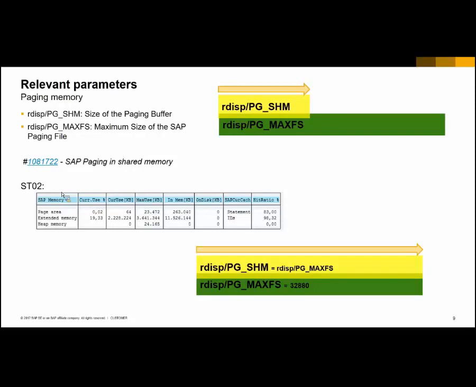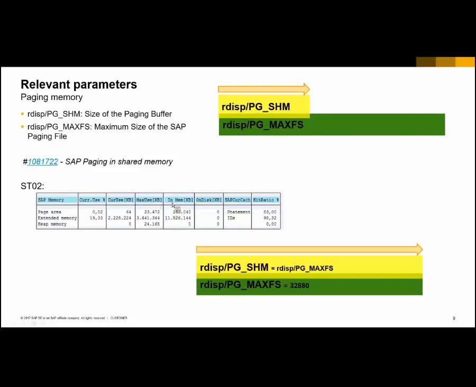In STO2, the column named max used, which is this one, specifies the maximum size of the page file that has been used, including both shared memory and file. If this value reaches the maximum size defined for page memory, which as we have seen is given by parameter rdisPG_maxFS, a dump will be raised.